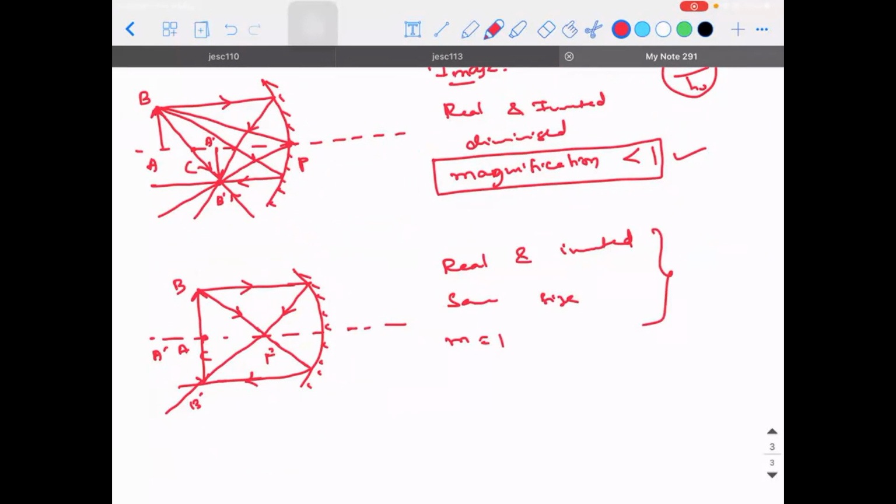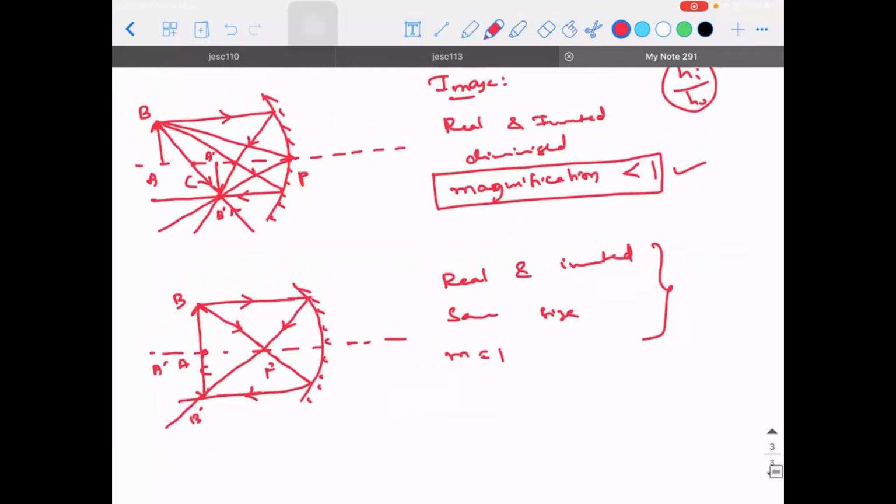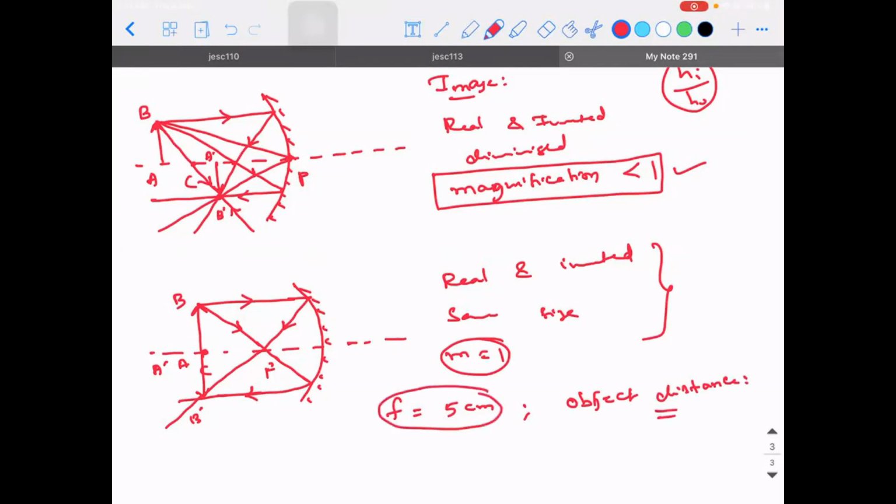Suppose there is a question. It's a simple question, let's try to frame it. There is a concave mirror whose focal length is 5 centimeters. The object is placed in such a position that its magnification is 1. Sorry, it doesn't have a unit. So the magnification is 1. Then what is the object distance? I'm repeating the question. There is a concave mirror whose focal length is 5 centimeters. The object is placed in such a location where its magnification is 1. Find the object distance.